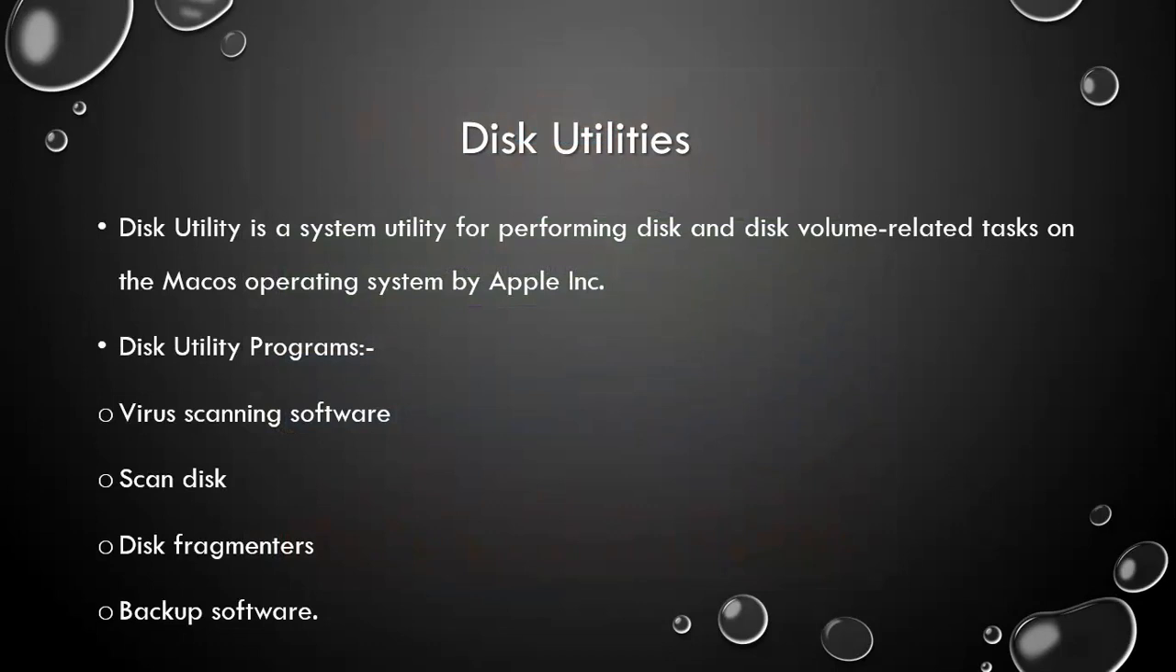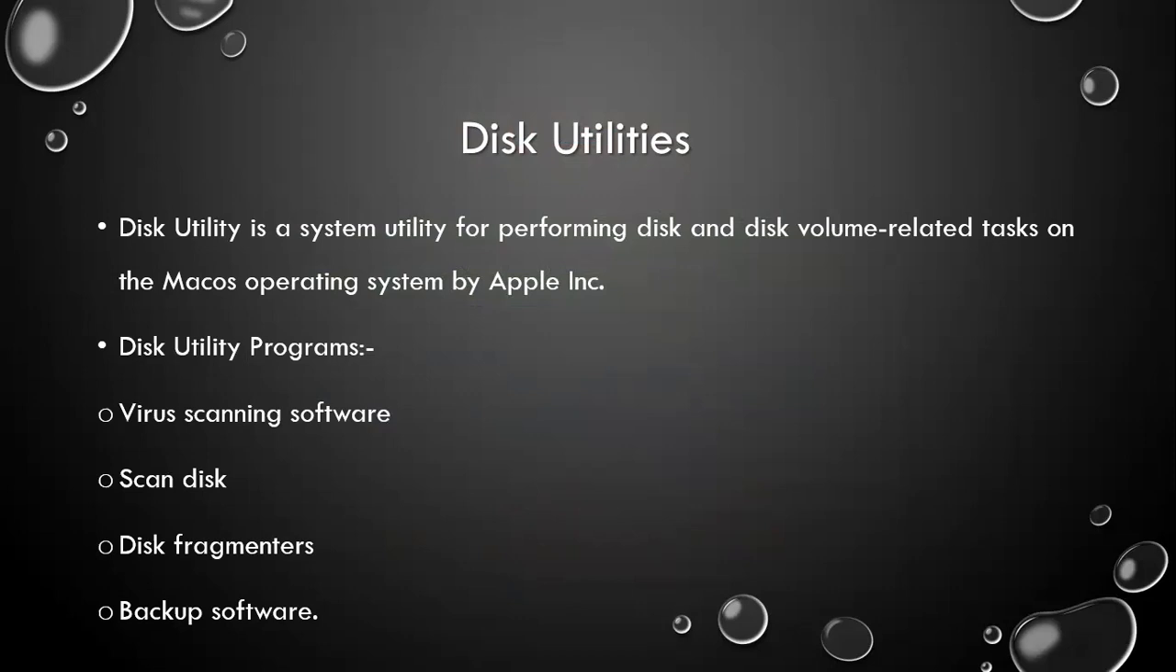So basically, disk utility is a system utility for performing disk and disk volume related tasks on the Mac OS operating system by Apple. So if we just split that definition into two parts, disk utility is a system utility. So what is a system utility? A system utility is a maintenance program for a computer. So it maintains all the programs or all the computer's data.